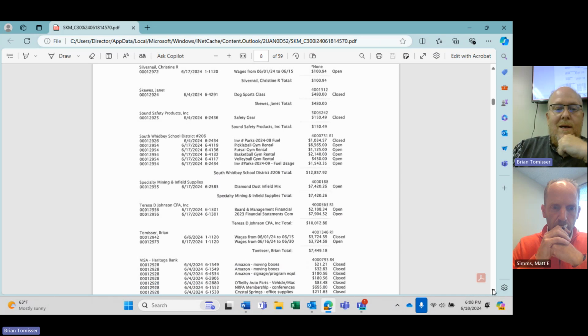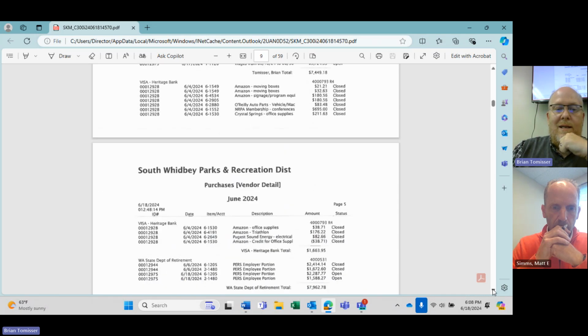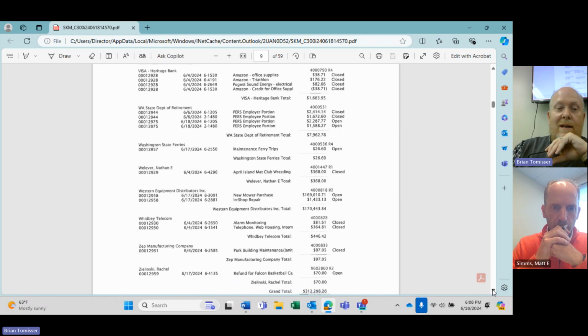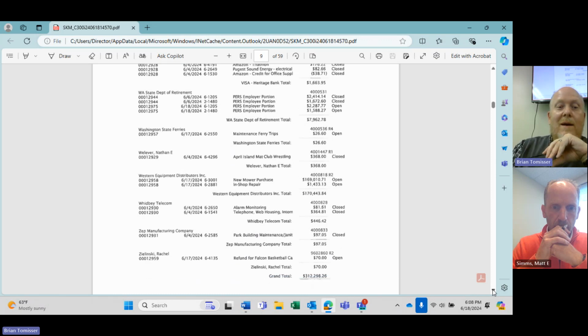16-foot mower that allows the parks team to get the job done quickly. I'd like to borrow that in my yard sometime, so make my afternoon very easy. Anyways, you'll see that there at the bottom. So those are some of the updates and some of the more interesting ones on the vouchers.